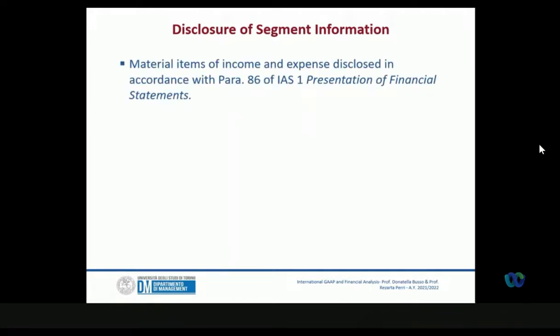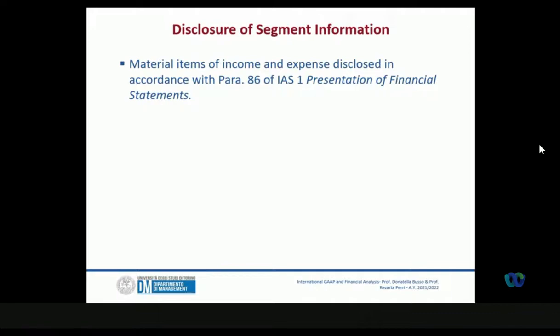Other information, material items, will be disclosed and provided in accordance with IAS 1. Paragraph 86 in IAS 1, presentation of financial statements, requires that if any information related to income or expenses is considered material, and what is considered material is any piece of information the omission of which will impact the decision maker of probable future investors.